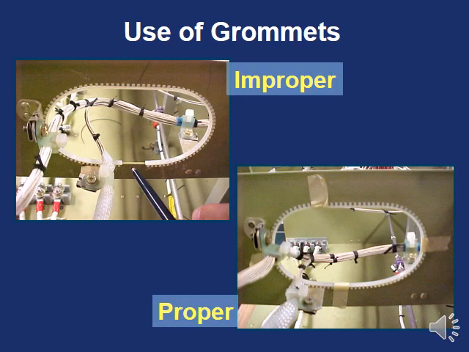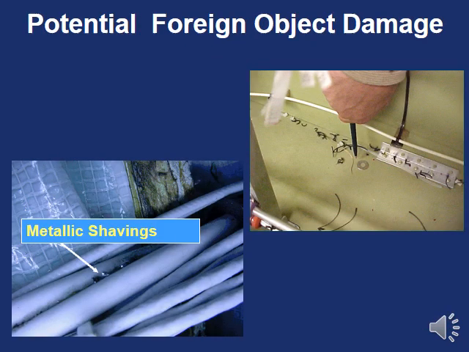We talked about this before, but I just want to emphasize making sure that your grommets are fully covering the entire lightening hole and that your wires are going through without touching the sides. We talked about this before too. FOD. You've got swarf or metal shavings here that could cause potential damage to the wires.